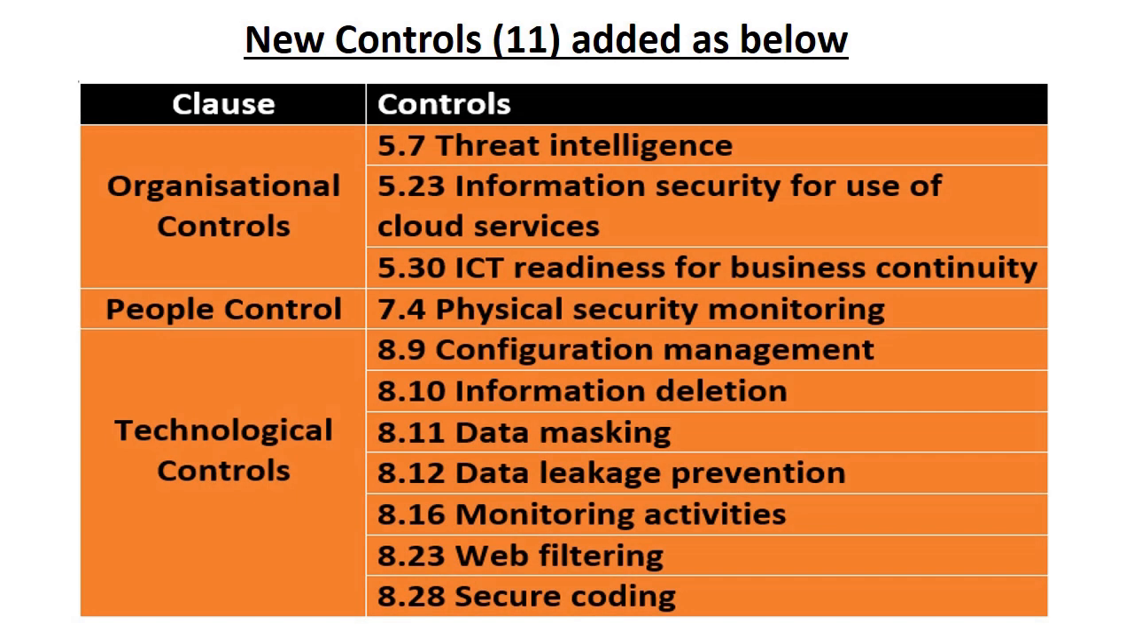The new ISO 27002 has 11 new controls added to it. These are under organizational controls, physical controls, and technological controls. In organizational controls, they have threat intelligence, information security for use of cloud services, and ICT readiness for business continuity. In physical controls, physical security monitoring. Technological controls, we have configuration management, information deletion, data masking, data leakage prevention, monitoring activities, web filtering, and secure coding.